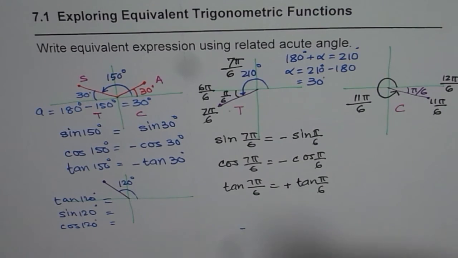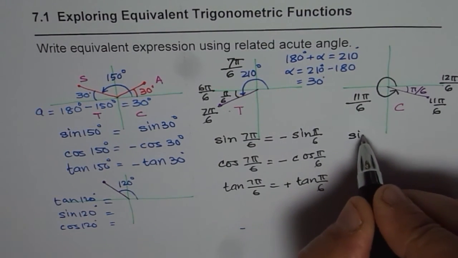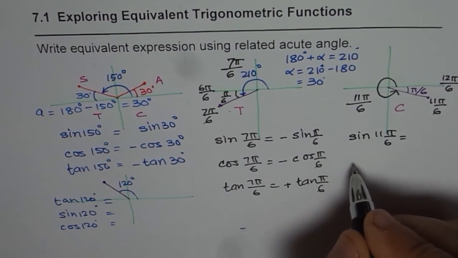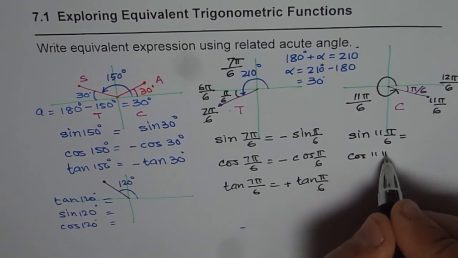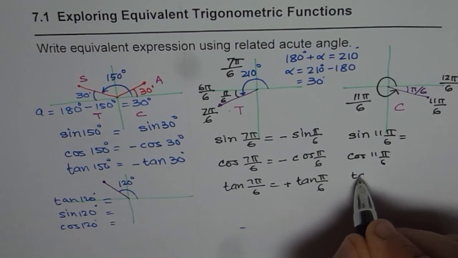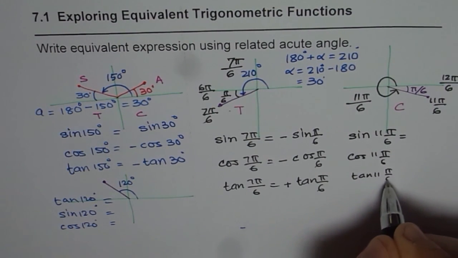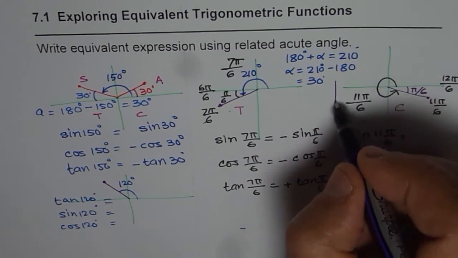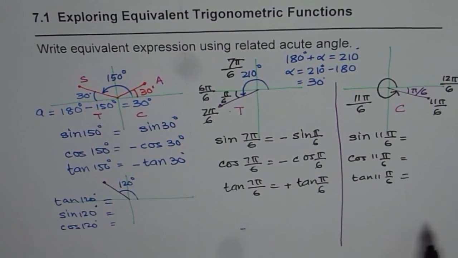Now the question for you: how are you going to write sine 11 pi by 6, or cos 11 pi by 6, or tan 11 pi by 6 in terms of the related acute angle? Think about it and then let me know.